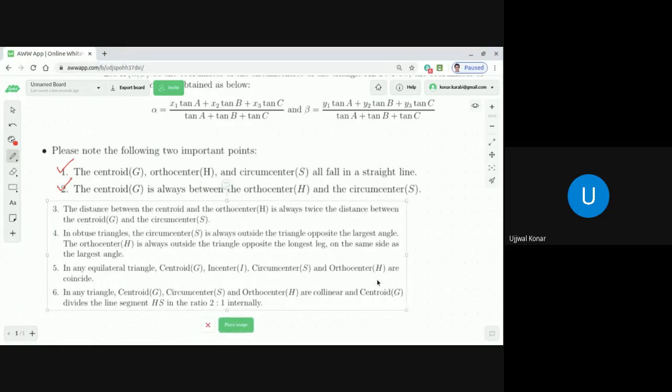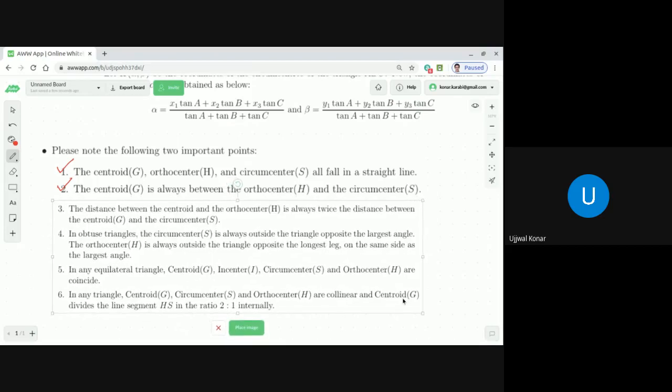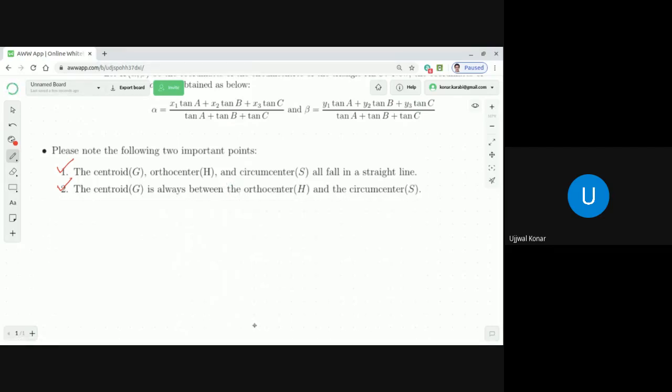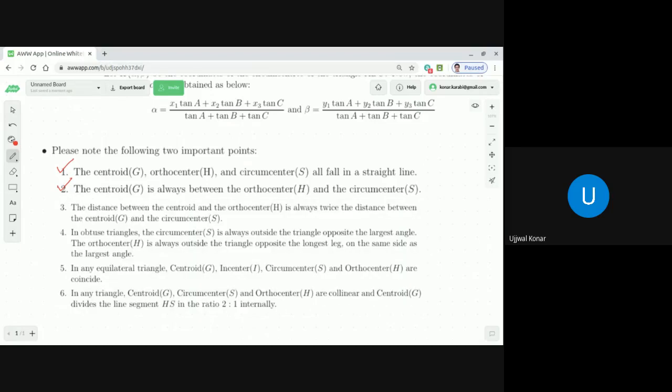But from an entrance point of view, you need to remember this, because this memorization will help you solve problems in relatively less time. And the third point, as I was just telling, is that the distance between the centroid and the orthocenter is always twice the distance between the centroid and the circumcenter.